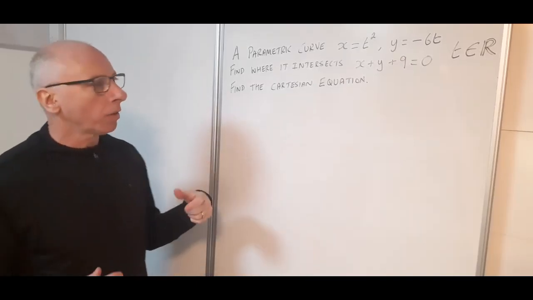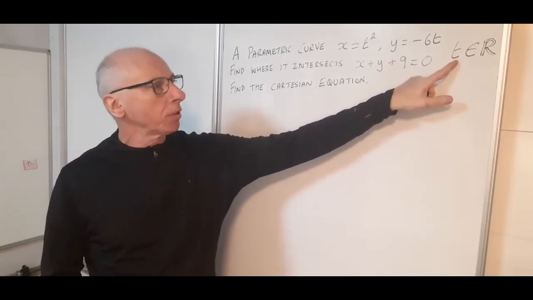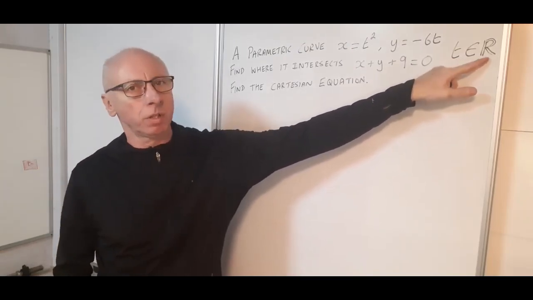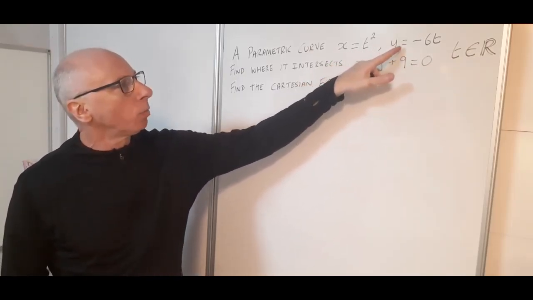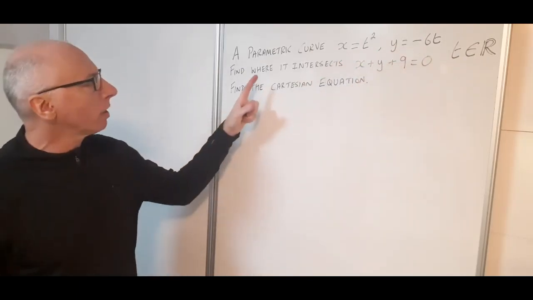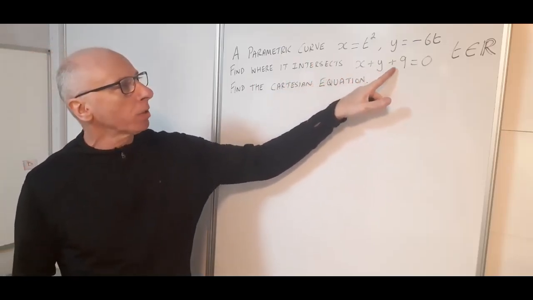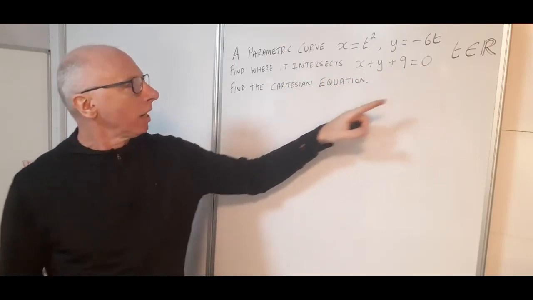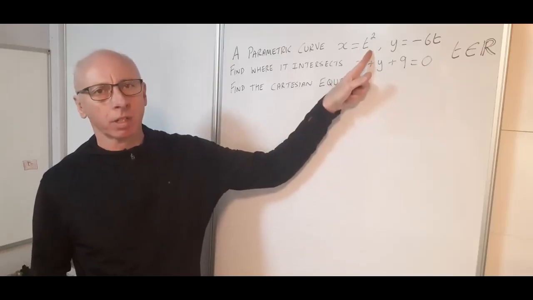So in this question here, we've got a parametric curve, and our t, which is our parametric variable, is defined for all real numbers, and x is defined as t squared and y is minus 6t. What we want to do is find where the parametric curve intersects the line x plus y plus 9 equals 0, and also then we want to find the Cartesian equation for the parametric curve.